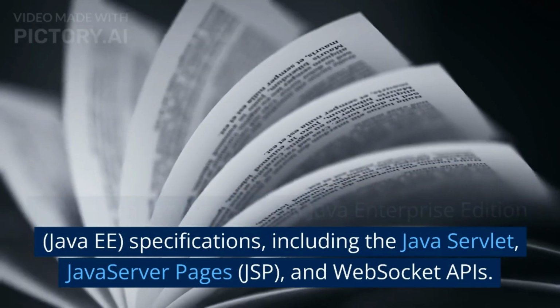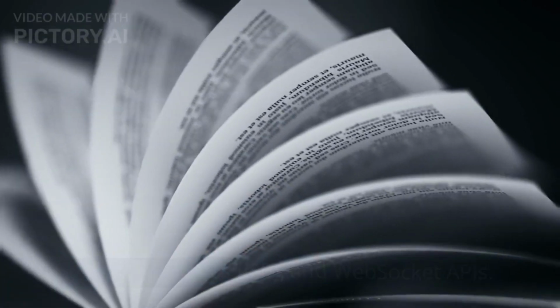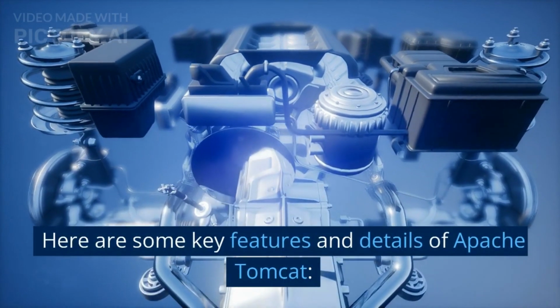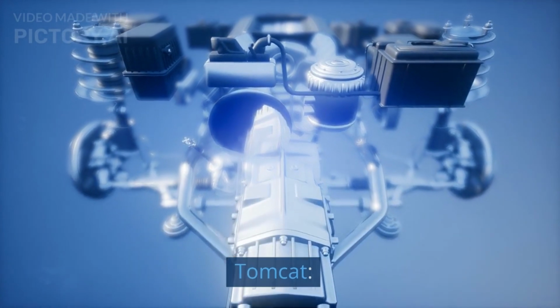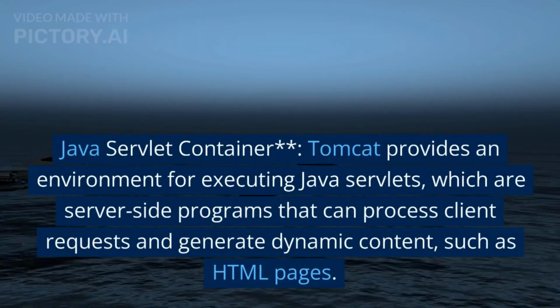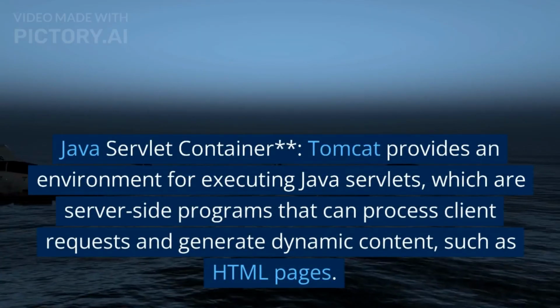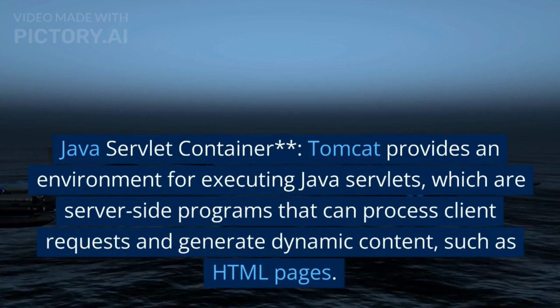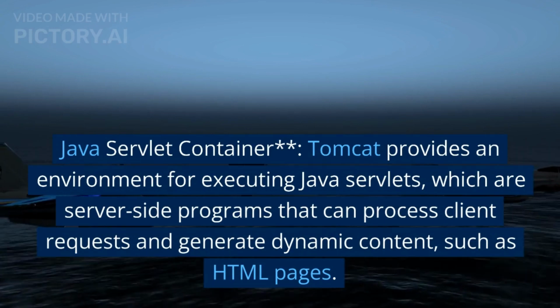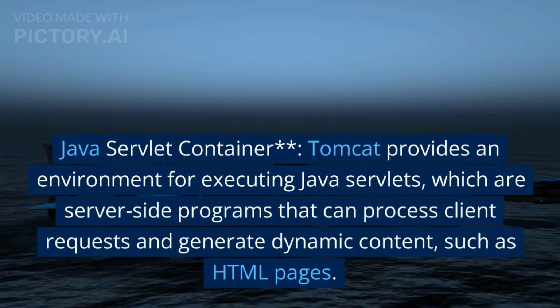Here are some key features and details of Apache Tomcat. 1. Java Servlet Container. Tomcat provides an environment for executing Java servlets, which are server-side programs that can process client requests and generate dynamic content, such as HTML pages.